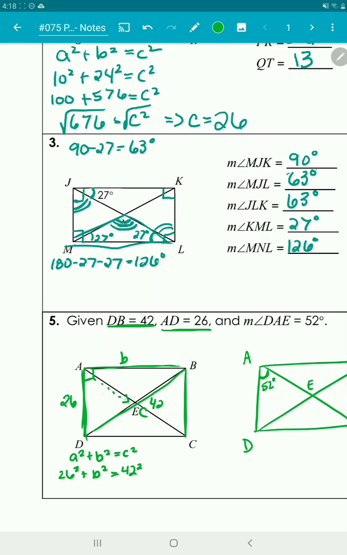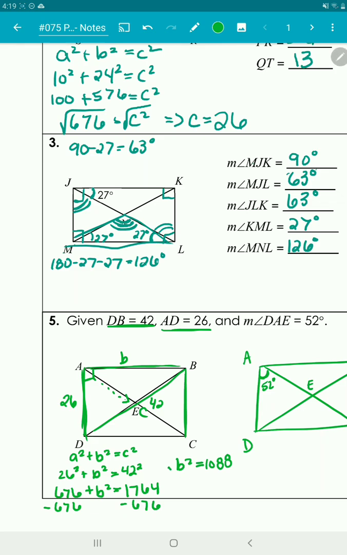So if we go ahead and type in our calculator 26 squared, you're going to get 676, plus we still have this B squared. 42 squared is going to be 1764. So if we need to solve for b, we need to subtract the 676 to the other side, giving us that b squared is going to be equal to, and if you type in 1764 minus 676, that is going to give you that b squared is equal to 1088.